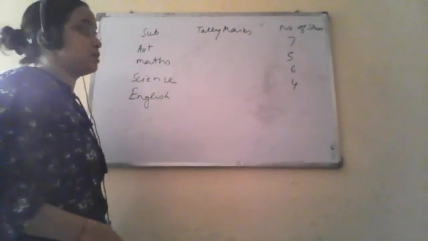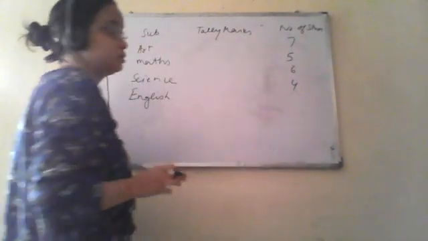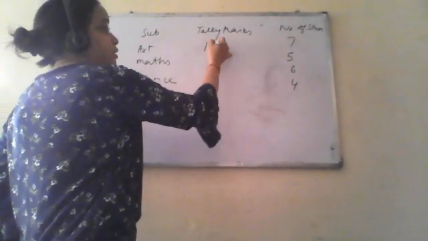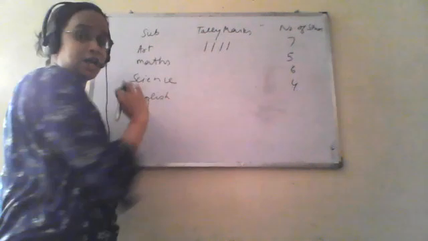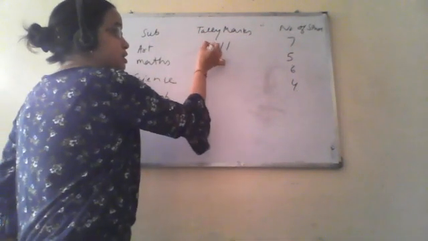So how to make the tally marks? This is 7. So tally marks will be like 1, 2, 3, 4. There are 4 straight lines. On the 5th, we will put a slanting line.